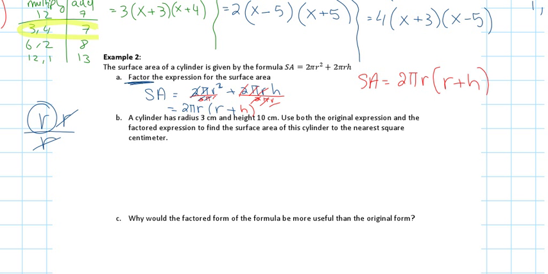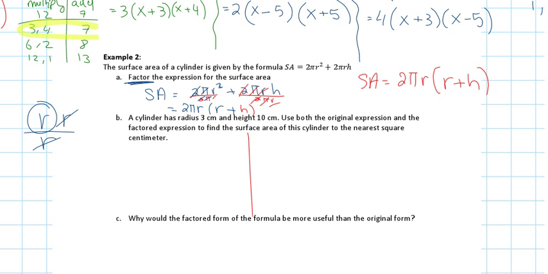So now they give you values for the radius and the height, and they tell you that the cylinder has a radius of 3 centimeters and a height of 10 centimeters. Use both the original expression, which is SA equals 2 pi r squared plus 2 pi r h, and the factored expression, which we just got, to find the surface area of the cylinder to the nearest square centimeter. Okay? So they want you to use both formulas, plug in the information.